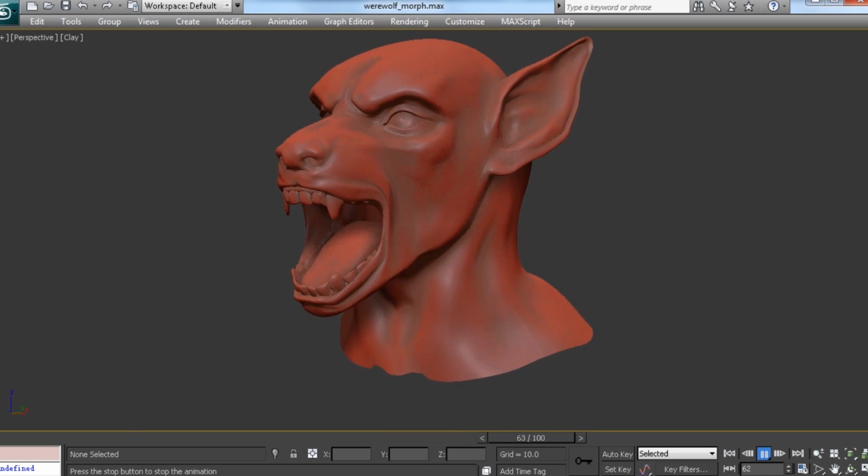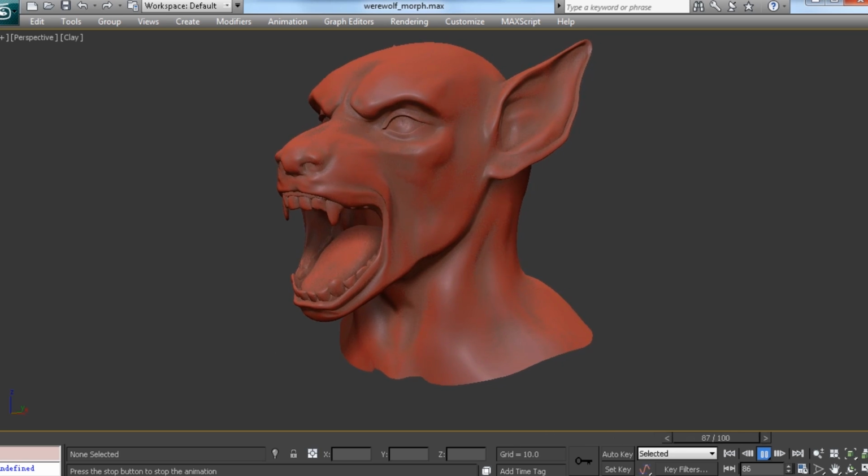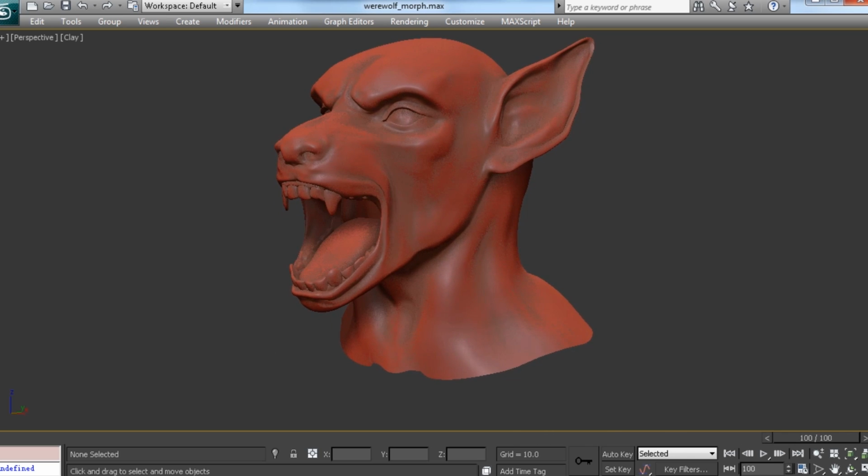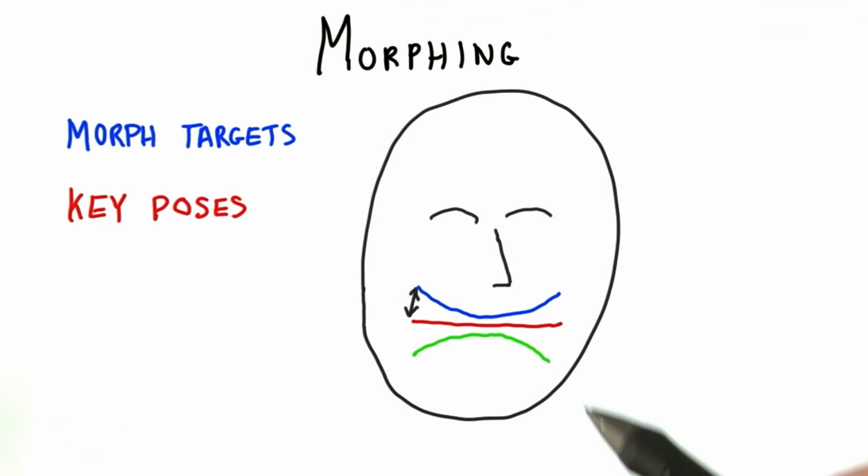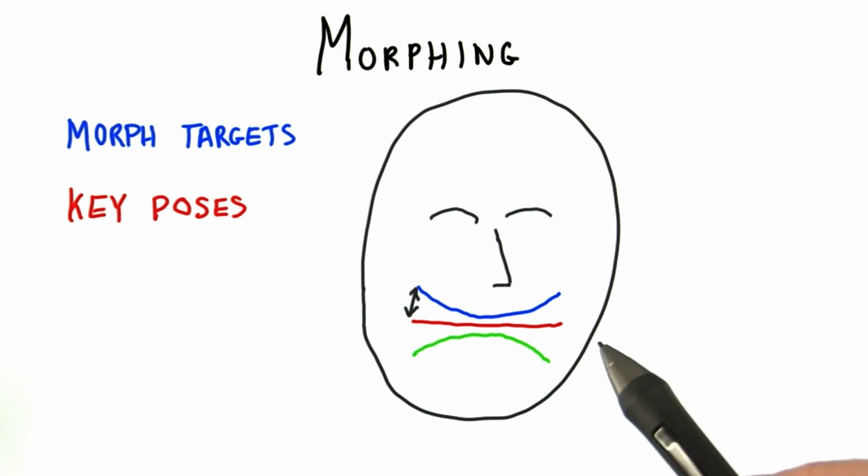Much simpler is to interpolate between two meshes with the same number of vertices. In this case, linear interpolation between the two meshes is trivial. A more general approach uses what are called morph targets or key poses.